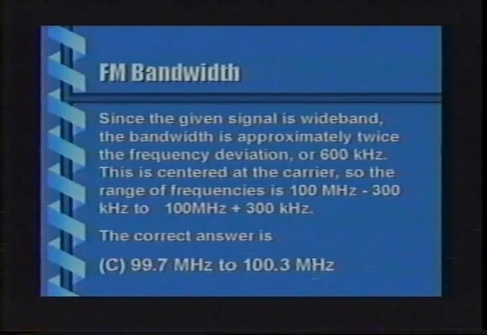Well, since the given signal is wideband, the bandwidth is approximately twice the frequency deviation, or 600 kilohertz. So we have a bandwidth of 600 kilohertz centered at the carrier, so the range of frequencies is from 300 kilohertz below to 300 kilohertz above the carrier frequency. Scanning the answers, the correct choice is C, 99.7 megahertz to 100.3 megahertz.